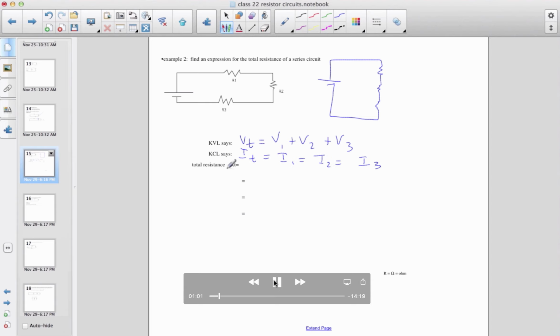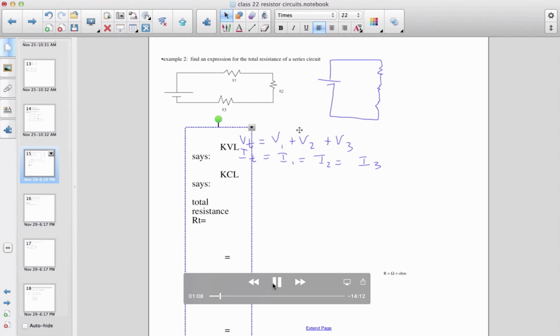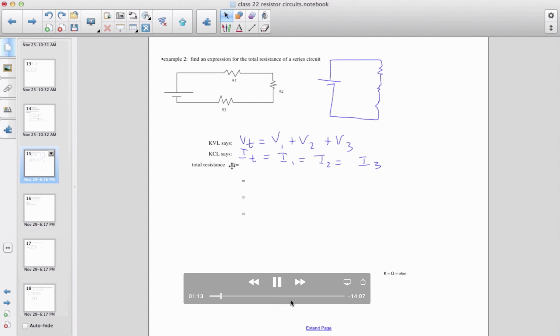Next, we'll do a little algebra to solve for the total or equivalent resistance of this circuit. Now, for the total resistance of the circuit, based on Ohm's law, it's the ratio of total voltage over total current. Now we'll use the result from KVL and substitute that in. Total voltage is just the sum of the 3 voltages, and that's still over the total current.